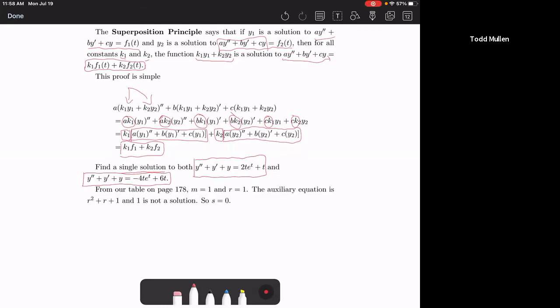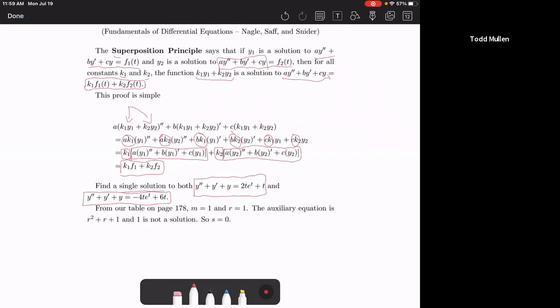So let's start figuring out what is what with respect to our superposition principle. So this is a sum of two different terms here. We have 2t e to the t, and we have t. Now, our second equation, the right side of that, negative 4t e to the t plus 6t, is just a linear combination of this, multiplied by negative 2 to get to negative 4t e to the t, and we multiply t by 6.